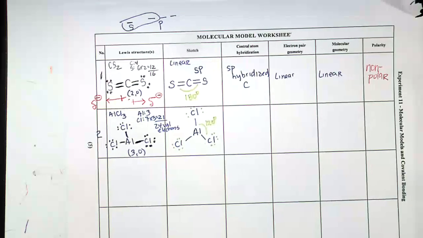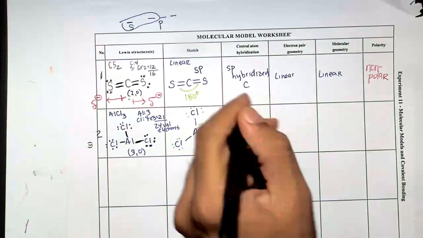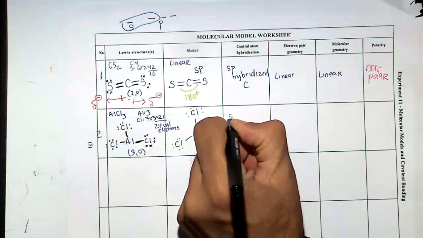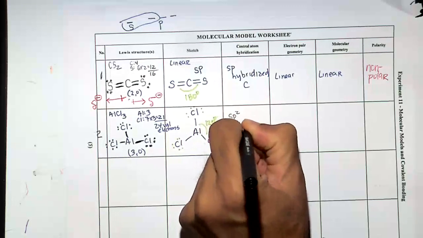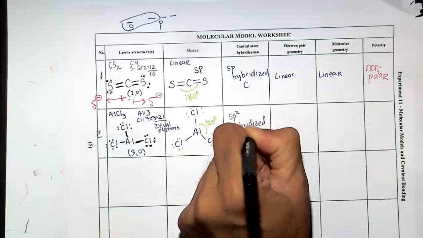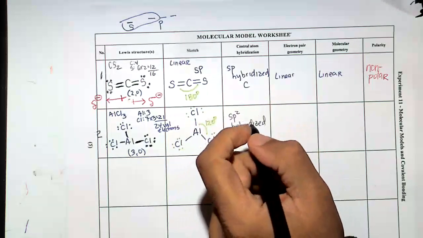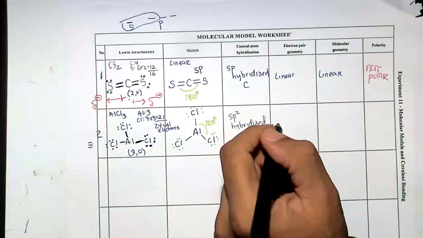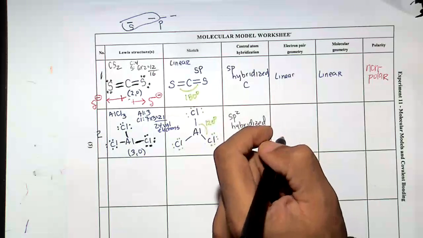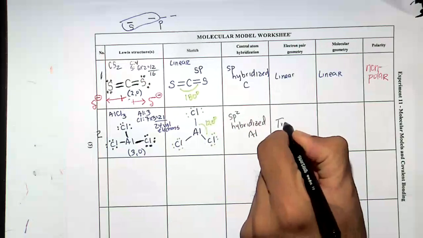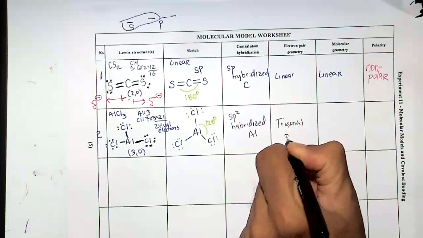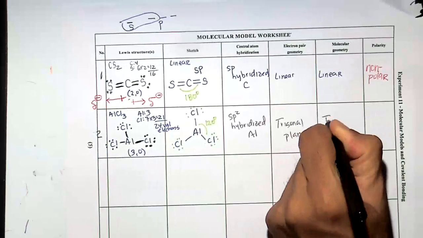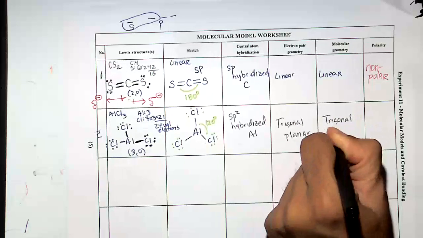All right, hybridization. How will we get to 3? This is an sp2 hybridized aluminum. Very good. Electron pair geometry. Because there are no lone pairs, if there's lone pairs, things get distorted. That was the theme in this lecture this morning. If there are lone pairs, things get distorted. If there's no lone pairs, they're the same. So this is trigonal planar, and this is trigonal planar.